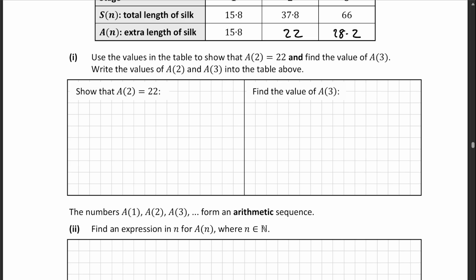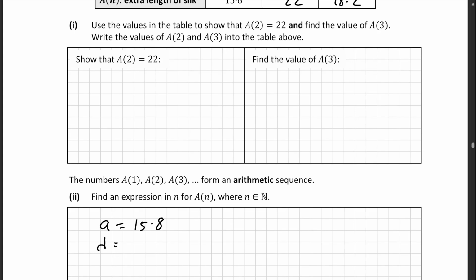So the numbers A1, A2, A3 form an arithmetic sequence. Find an expression for that. Well, our first term is 15.8 and our common difference is going to be 22 minus 15.8. So 6.2. Yeah, that works out.